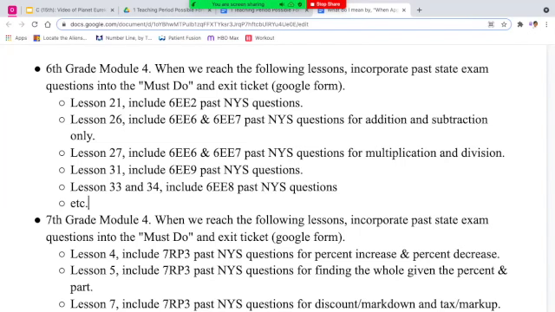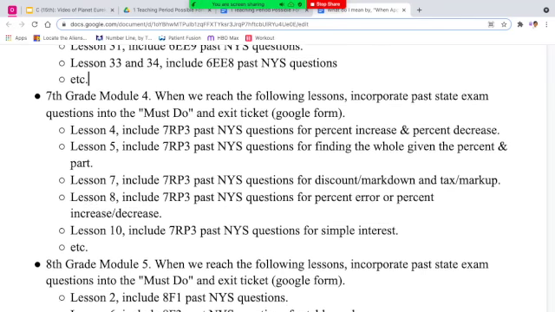Why? Because those lessons are in support of building knowledge for 6EE6 and 6EE7. As you move along to lesson 27, you can include questions for 6EE6 and 6EE7 again. As you move along, we reach lesson 31. At this point in time, you can include questions from the past state exams for standard 6EE9. Then we move along to lesson 33 and 34, and that's when you can include questions for 6EE8, etc.